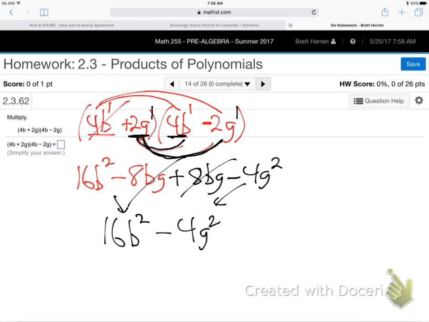I missed the square. On the g? Yes. Yeah, it's easy to forget that little stuff. Yeah, the little invisible 1 powers, right? Yes. All right, just keep practicing.